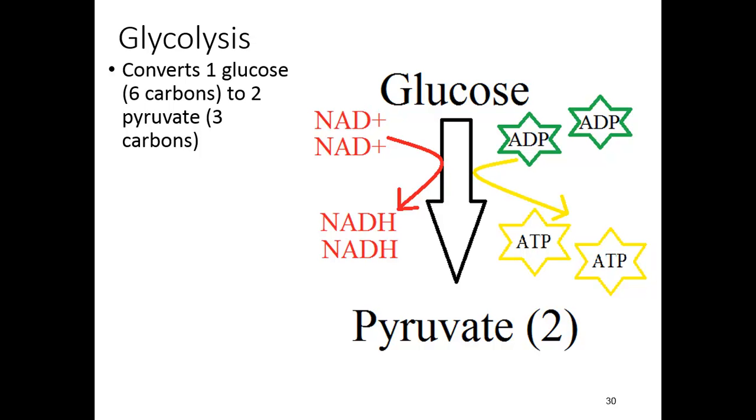There are many steps to glycolysis, but the basics are you convert one glucose molecule into two pyruvate molecules. Glucose is a 6-carbon sugar, and pyruvate is a 3-carbon molecule. So you have two pyruvate molecules. In that process, you reduce two NAD molecules into NADH, and you convert two ADP molecules into ATP. So already we are making energy, and we are making electron carriers, NADH. This occurs in the cytoplasm of the cell.